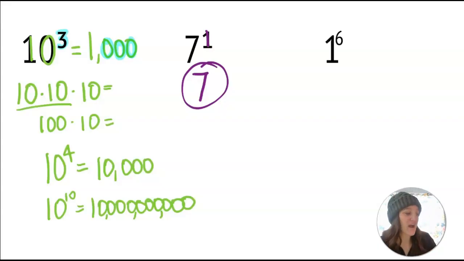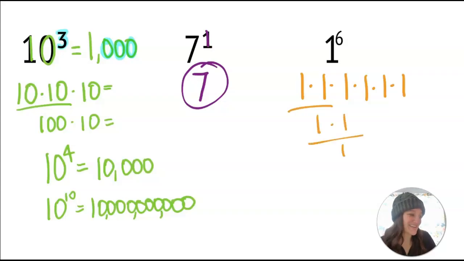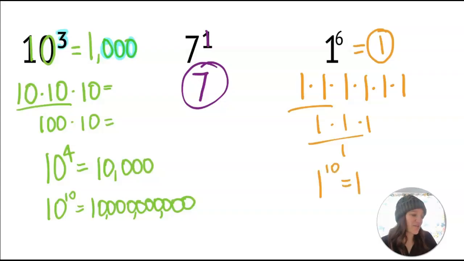If you were to write it out, 1 times 1 times 1 times 1 times 1 times 1. 1 times 1 is 1, times 1 is 1, times 1 is 1, times 1 is 1, right? Continuing on and on again till you just get 1. So 1 to any number, to the 10th power, 1 to the 237th power, is all just still 1.